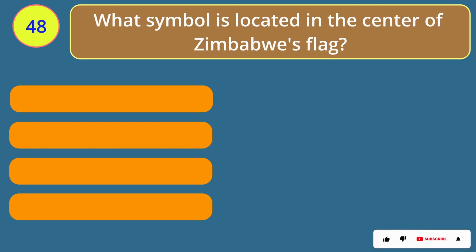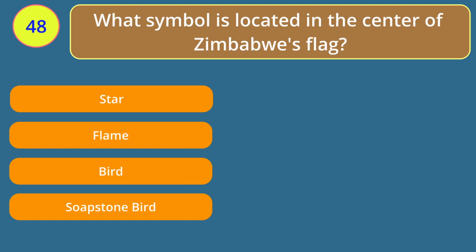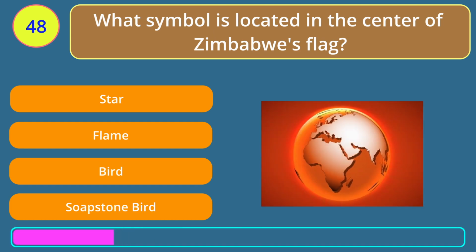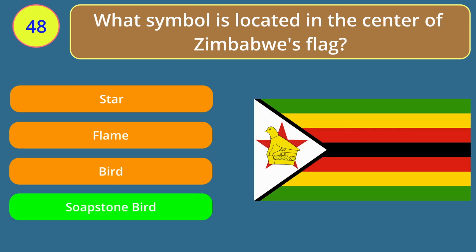What symbol is located in the center of Zimbabwe's flag? The four options are star, flame, bird, soapstone bird. The correct answer is soapstone bird.